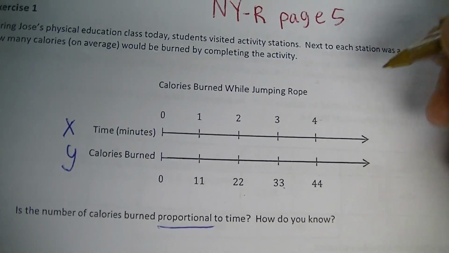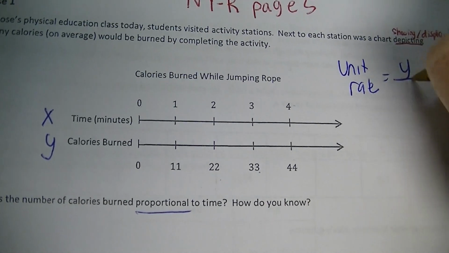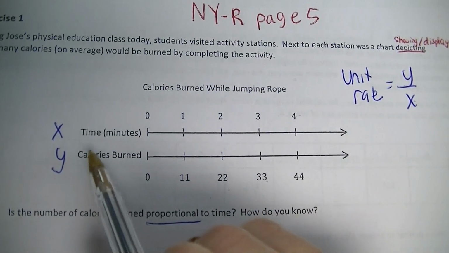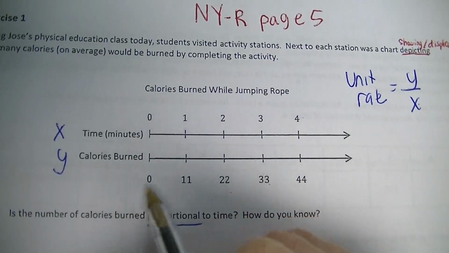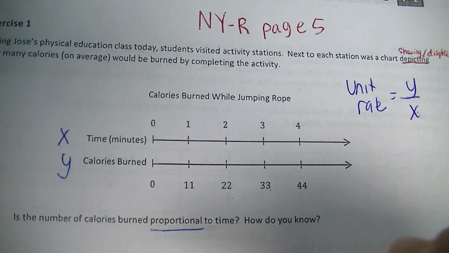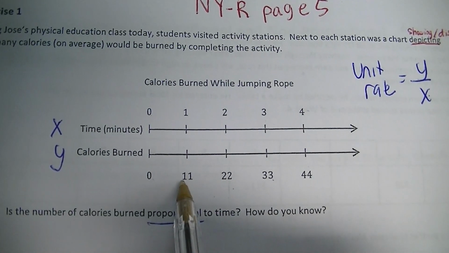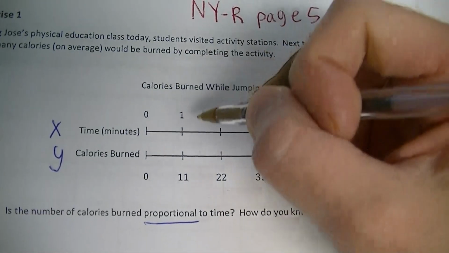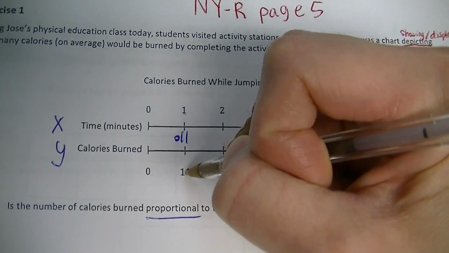So to find unit rate, you remember that unit rate is Y divided by X, your dependent variable divided by your independent variable. And since I have this labeled right here, I'd go Y divided by X. And you want to skip this one right here, because if you go 0 divided by 0, it won't work in your calculator. It's an undefined answer. So we have 11 divided by 1. Well, 11 divided by 1 is 11. So to go from X to Y, I just went 1 times 11 to get this answer, okay?